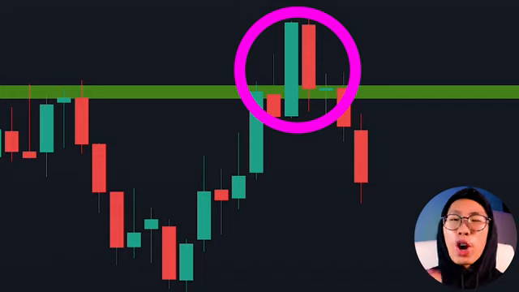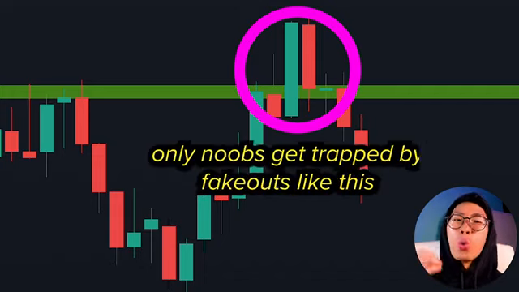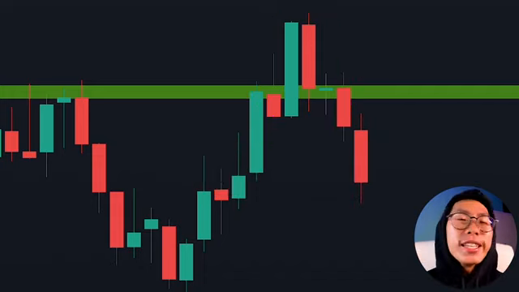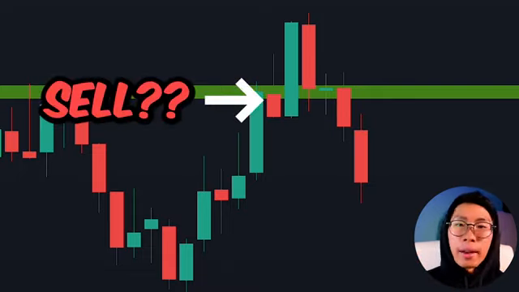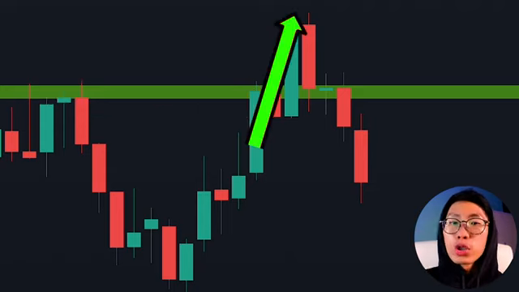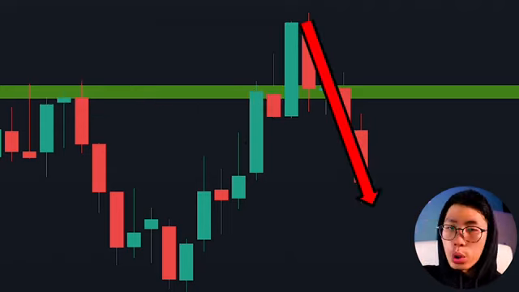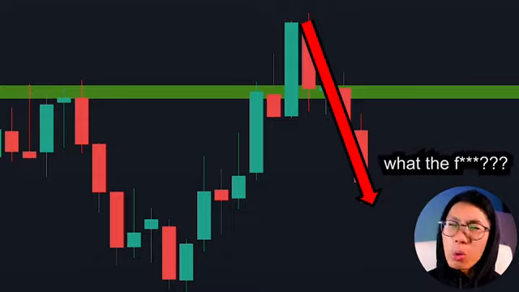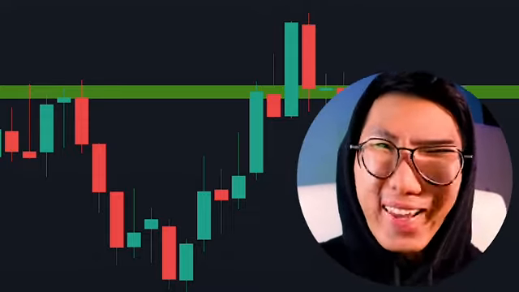This is a very common mistake that beginner traders will make. They will enter immediately when they see a red candle at a resistance level. They will enter for a sell right here, only for price to burst through it, stop them out, and then price in the end still goes their way. And they end up like, what is going on? No, the market hates me.